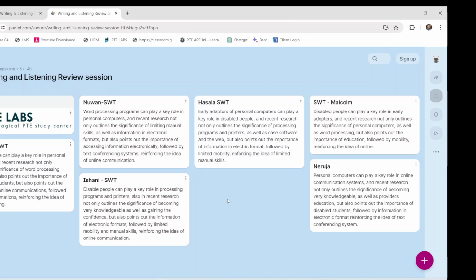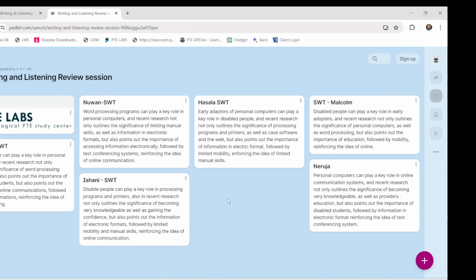So you can take 2 to 5 words among that. If you're taking 5 words, then you have to be really careful with the maximum word count. But all the others are correct. Disabled people, early adopters, personal computers, those are correct. Word processing. But these three, education, mobility, and online, you have to change those three. Okay, Malcolm? Yeah, got it. Thanks.